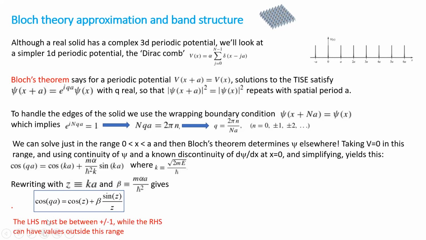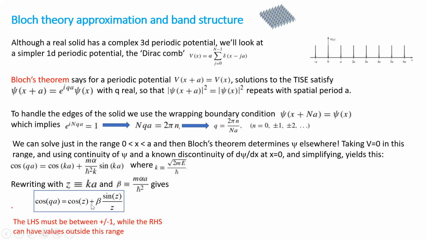Okay, so here's where we start to get some physical insight. The left-hand side must be between plus and minus 1, because the cosine function has to be between plus and minus 1. Meanwhile, the right-hand side has a cosine, which can be between plus and minus 1, but it also has this other term, which can put the right-hand side outside the range of plus or minus 1. And if it is, the left-hand side cannot match it.